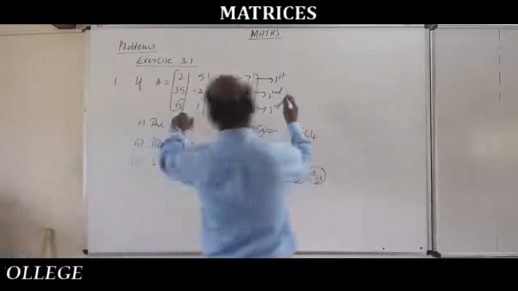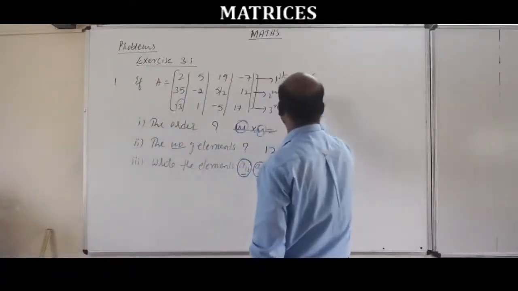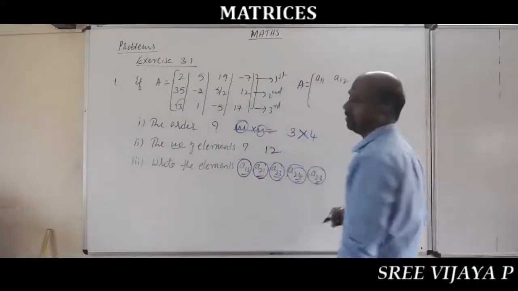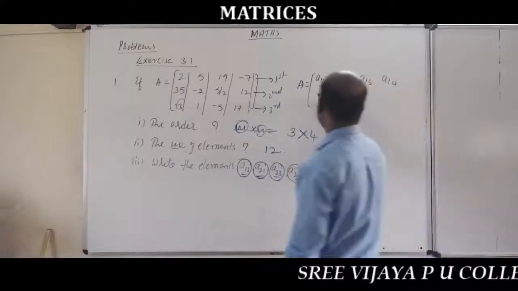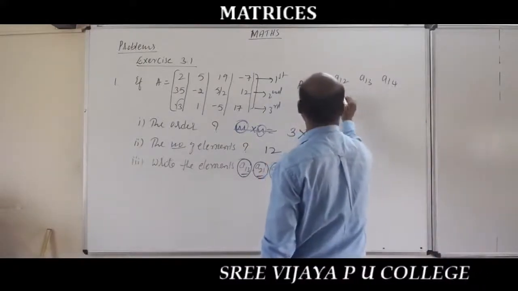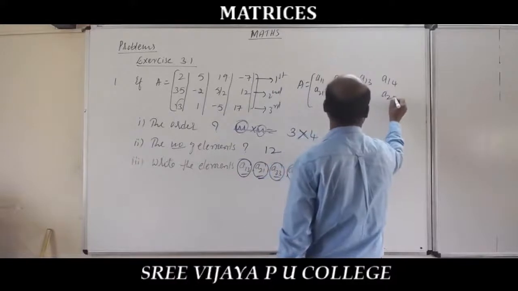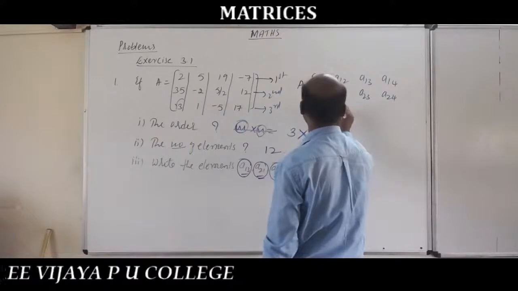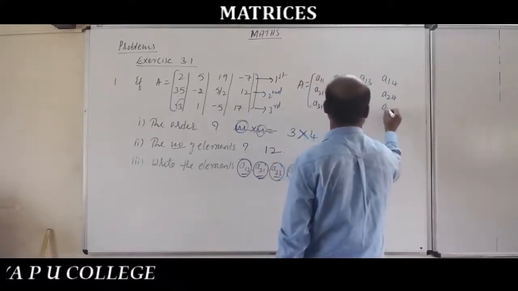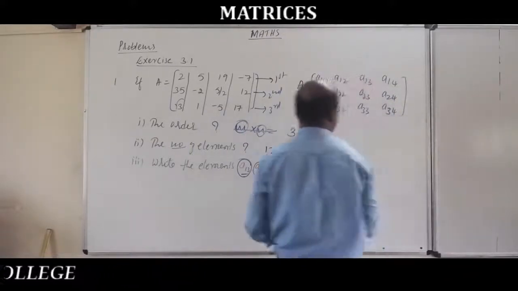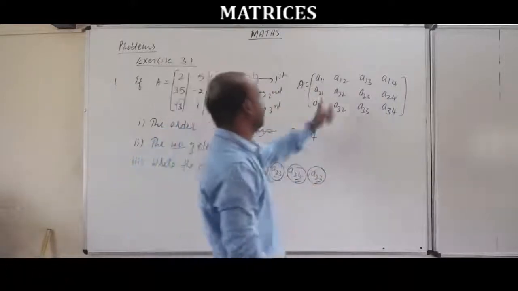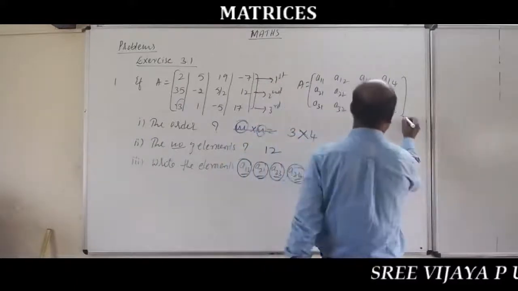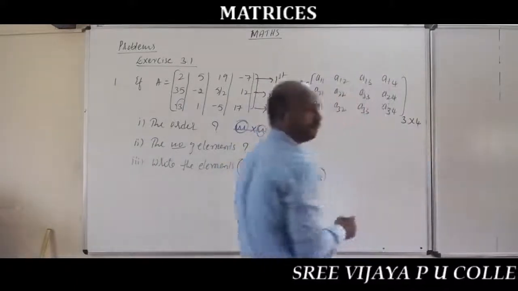So the given matrix, in general, is A11, A12, A13 and this is A14. The first row elements. The second row elements are A21, A22, A23, A24. The third row elements are A31, A32, A33 and then A34. First row elements, second row elements, third row elements. The number of rows is 3, the number of columns is 4.